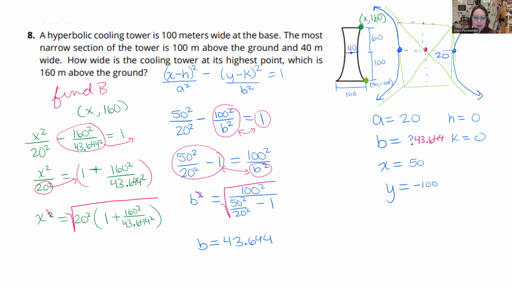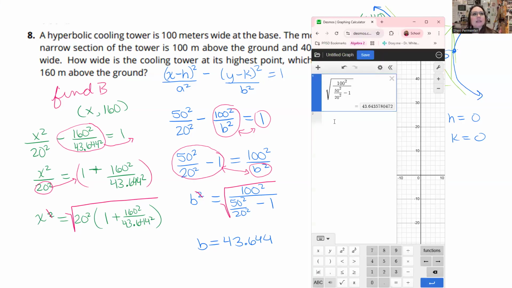So I'm going to get Desmos out because Desmos is very handy. So I'm going to make a new one. And this is the square root of, and I type everything in at one time. So we've got 20 squared times 1 plus my fraction, 160 squared divided by 43.644 squared. Okay, what did we get?